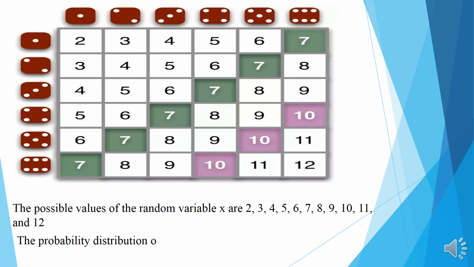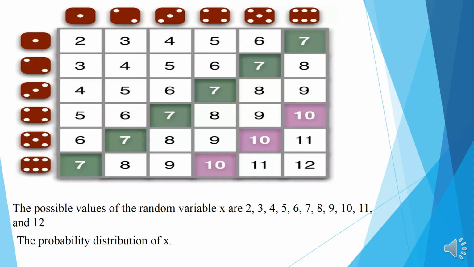The probability distribution of x. What do you mean by probability distribution of x? It means the probability of each value. The probability of x equal to 2 is 1 out of what? Out of 36. Notice 2 has only one possible way, when 1 1 comes. What is the probability of x equal 3? There are 2 3's, so 2 over 36.